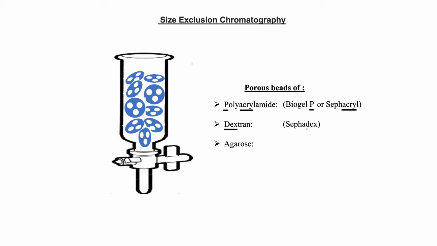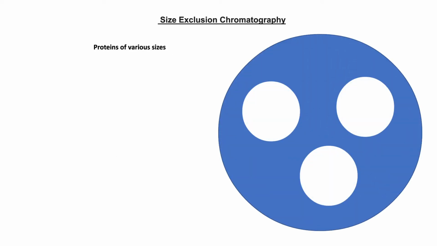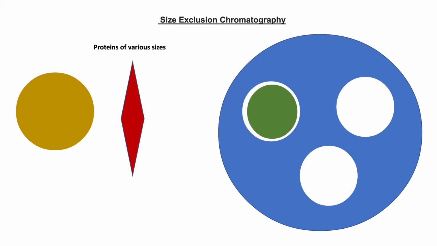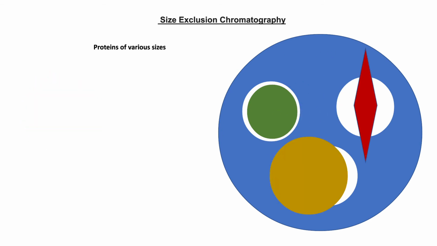Similarly, dextran is known as Sephadex, agarose is known as Sepharose. So these are the porous beads. These porous beads, as you know, proteins have different sizes. The smaller protein can easily enter into the beads, the larger protein cannot.